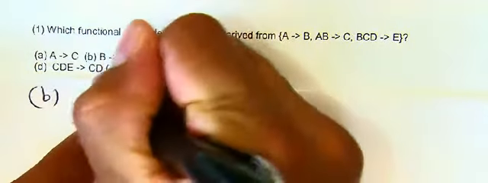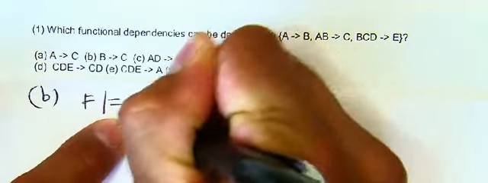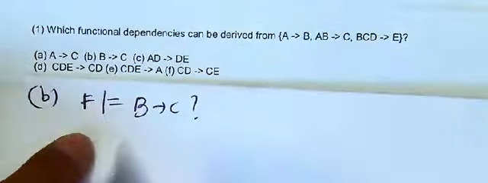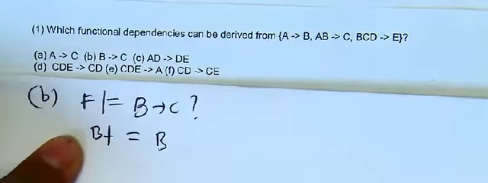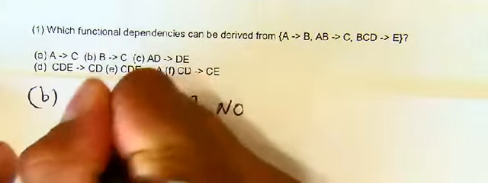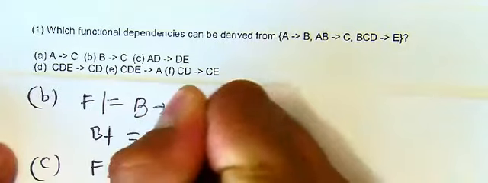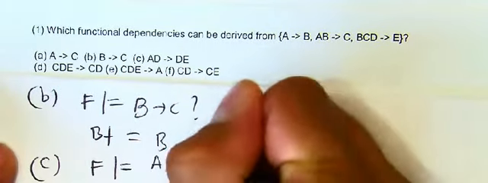the same. Can F logically imply this? So we get the B plus, so we got the B, getting the B, we don't get anything else, so the answer is no. Now for C, can set F logically imply that A and D get D and E?